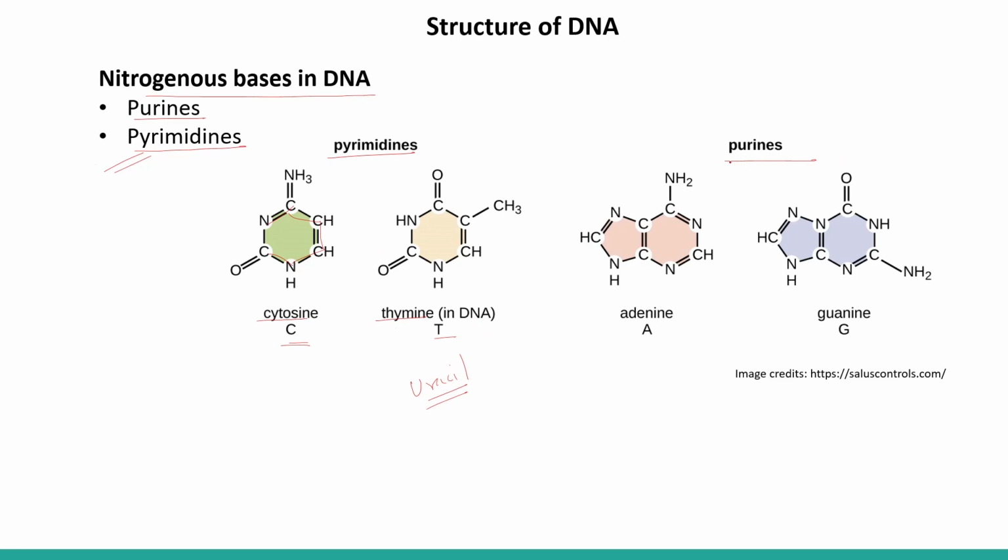Now the purines have two cyclic structures, two rings you can see, in the case of adenine as well as guanine, right? Adenine is represented as A and guanine is represented as G. So this notation, that cytosine is represented as C, thymine as T, adenine as A and guanine as G, is very important. We will see it in polynucleotides, right?